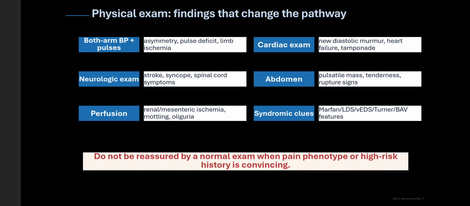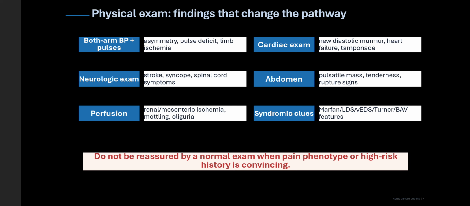There are certain physical exam findings that change the management of the patient. Make sure you check blood pressure in both arms. If there's asymmetry, a pulse deficit, or limb ischemia, this changes management. On neurological exam, if there's stroke, syncope, or spinal cord symptoms, that changes the management. If there's renal or mesenteric ischemia, mottling or oliguria, it's an emergency.